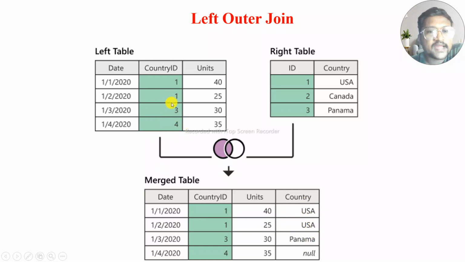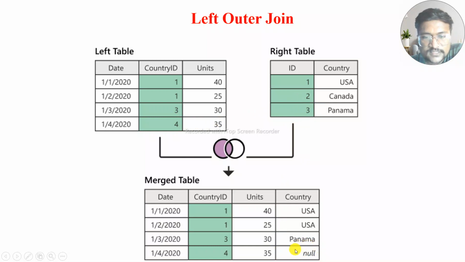Now for country ID 3, it will search for ID 3. Yes, ID 3 is present, so the country name is Panama. So again Panama will be printed out here. Similarly for the fourth ID, it will search for the fourth ID in the right table. The ID is not present, so it will print null. So you will see the null value here.